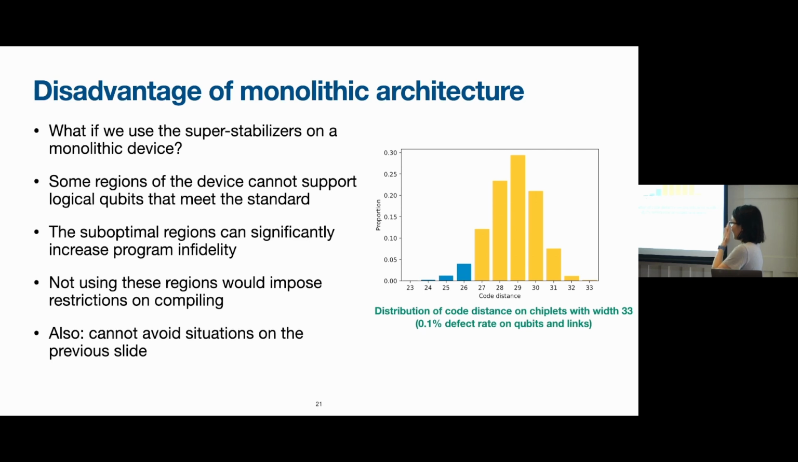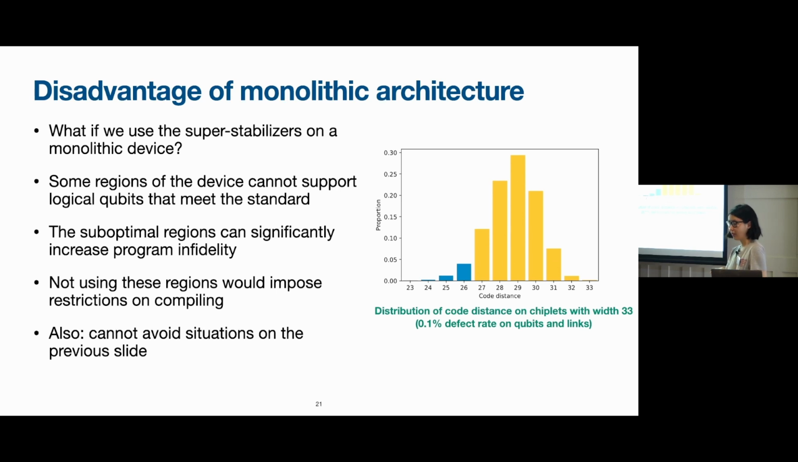So I actually haven't really talked about the disadvantage of the monolithic architecture, because what if we use the super stabilizer but have a huge monolithic device underlying it? Wouldn't that also be wise for some situations? Well, it turns out that the disadvantage of doing that is that some regions of the device would not be able to support logical qubits that meet whatever your standard is. And a quick back of the envelope calculation can show that these suboptimal regions can actually significantly increase the program infidelity. And when you don't use those regions, then you essentially lose some of your device connectivity on the logical level. So you don't want to do that either.